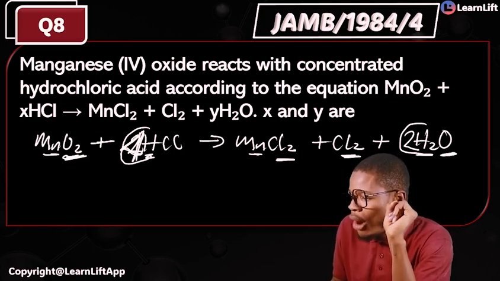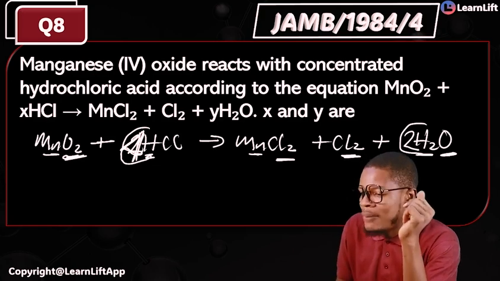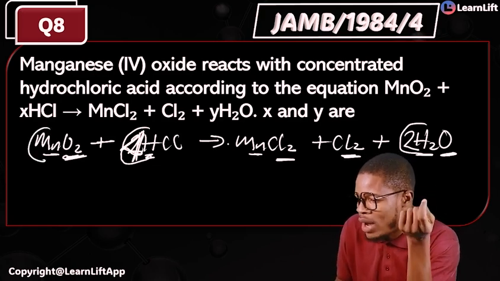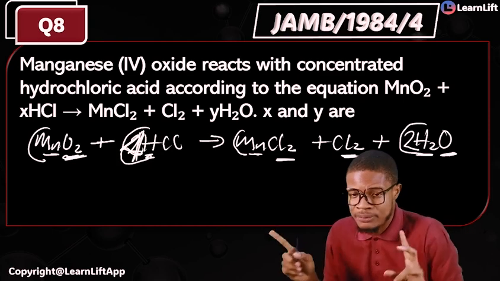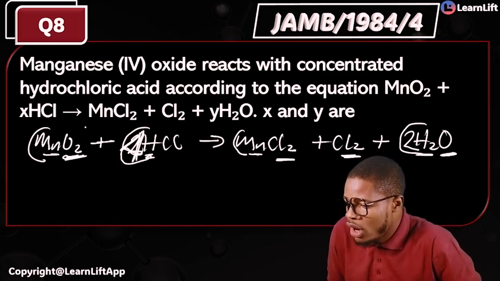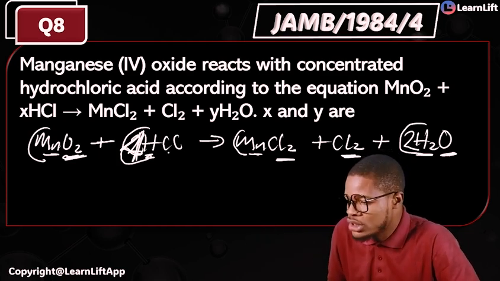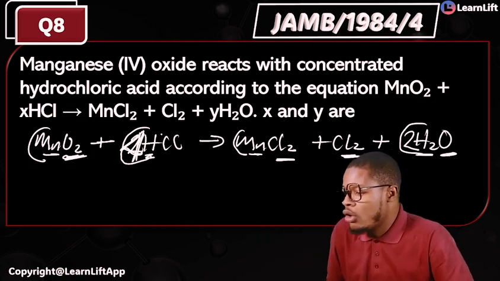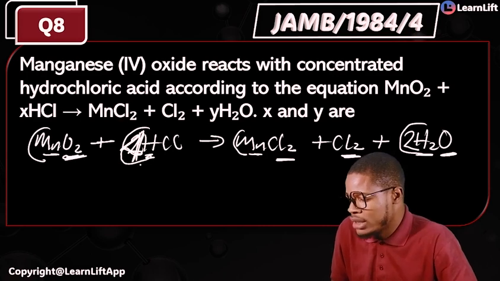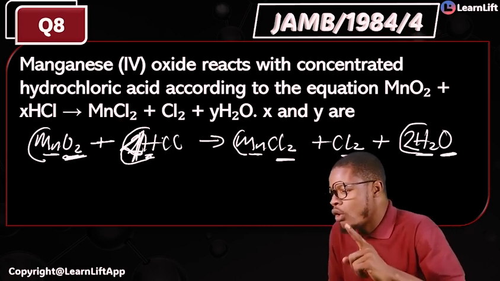Right? Yes. Start from the beginning. How many manganese on the reactant? Manganese is 1. Manganese is 1. Reactant and product balanced. How many oxygen? Oxygen is 2 on the reactant. On the product, it is 2. Balanced. How many hydrogen? On the reactant, it is 4. On the product, it is 4. Balanced. How many chlorine? Chlorine is 4 on the reactant.